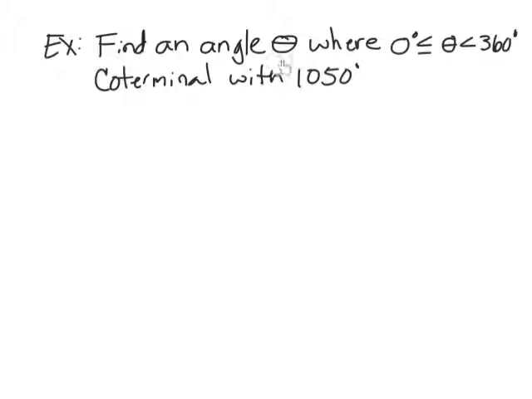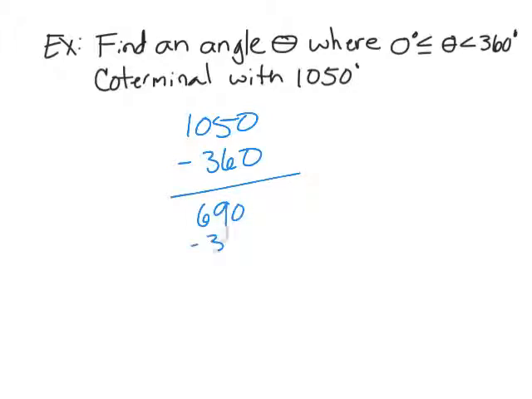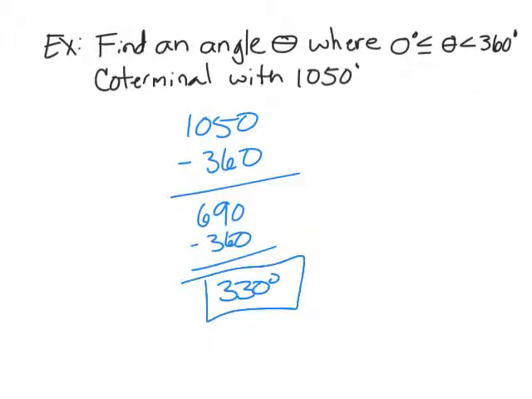Find an angle theta, where theta is between 0 and 360 degrees, that is coterminal with 1050. 1050 is larger, obviously, than 360. So we'll take the 1050 and we will keep subtracting 360 from it. If I do that once, I end up with 690. I'm still larger than 360, so I go again, and I end up with 330 degrees. Once I'm between 0 and 360, I'm done. So my answer is 330 degrees. Again, we're going to do this more in class and practice converting from radians to degrees and back again.